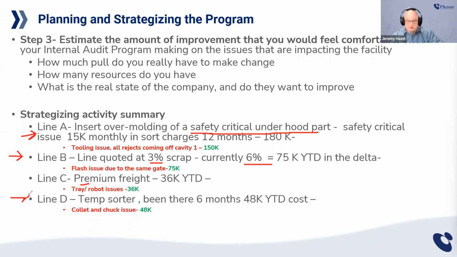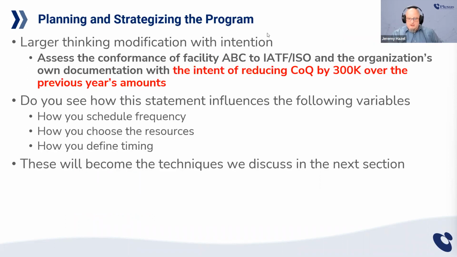And over here, are we really interested in capability? Absolutely. So if you have an internal audit program and you reduce PPM, reduce scrap rate, improve on-time performance, and increase capability, that is exactly what you are supposed to be doing for your organization. And so if you do a little bit of work, here is how you shift the objective statement. We're going to assess the conformance of facility ABC to the IATF standard with the intent of reducing CoQ by 300,000 over the previous year's amount.